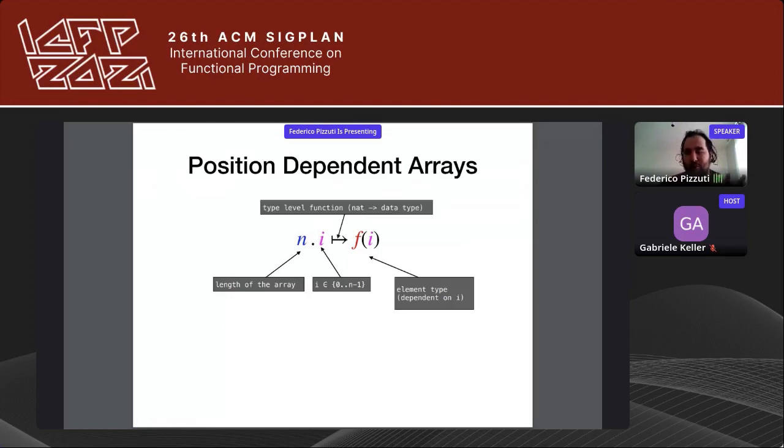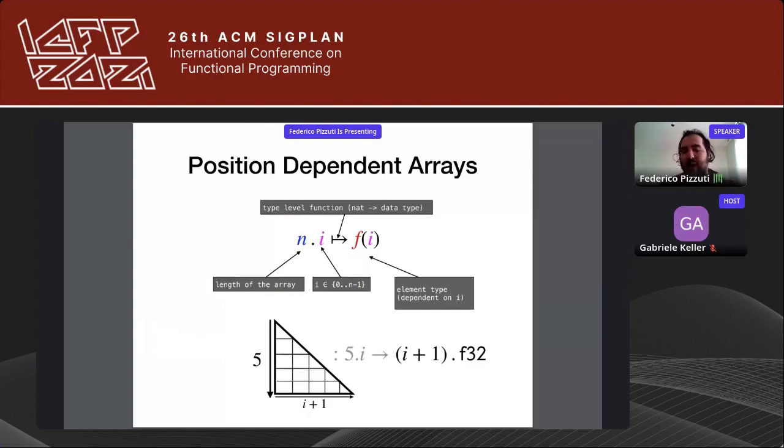In fact, the whole body of this array is actually a type level function that takes a nat and returns a different data type. For example, again, the triangle example, we could say there is a triangle whose height is 5, so we can have an outer array of size 5, and then the inner size is i plus 1, so an array of i plus 1 floats, where i is the index of the array.